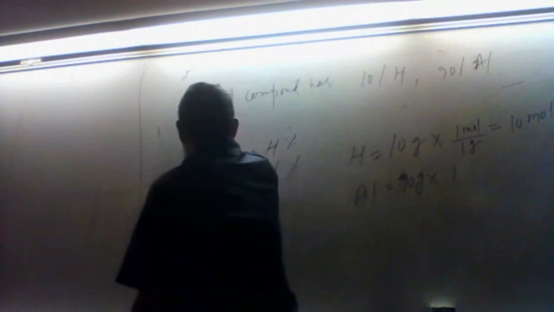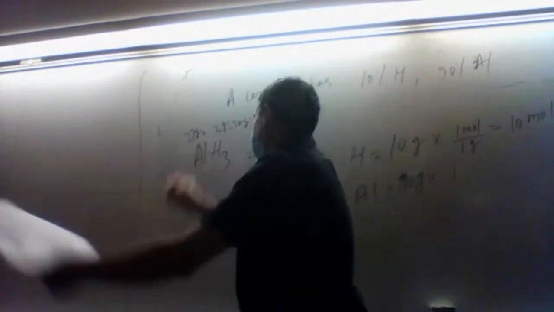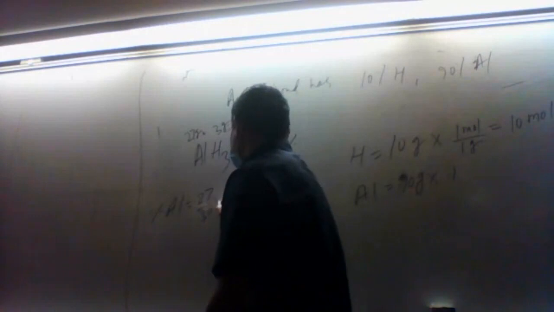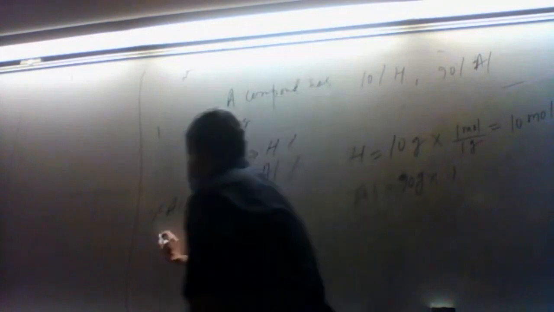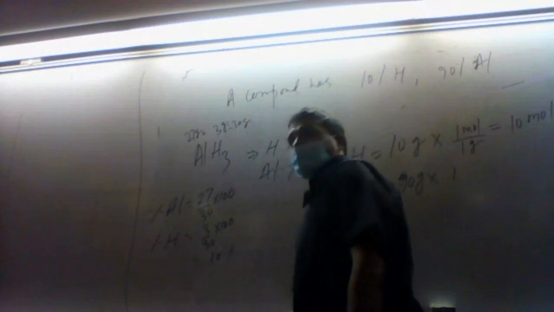Yeah, so 27 grams. Now, if you add this and this, you have the total of 30 grams. So the total molecular weight is 30 grams per mole. Now, what is the percentage of aluminium? Aluminium is 27, total is 30, and then you multiply by 100. You see that? Yeah. And then the percentage of hydrogen, how many grams of hydrogen here? 3 grams out of 30. And then you multiply by 100, and then you get the number here, 10% hydrogen.